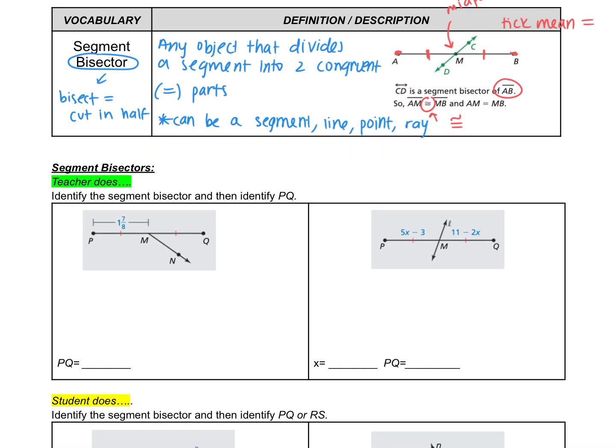Okay, let's do some examples. So identify the segment bisector, and then this should say calculate PQ. Okay, so if we look at the first one, like Kai told us, these tick marks mean that they are equal. So what that tells us is that our segment bisector is this ray MN. Notation-wise, the ray starts at M and heads towards N.